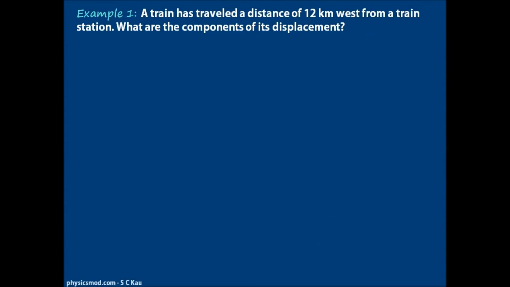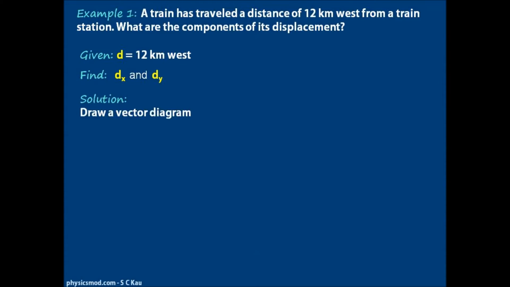Let's have an example. A train has traveled a distance of 12 kilometers west from the train station. What are the components of its displacement? We are given d equals 12 kilometers west. You're going to find the x and y components of d. To solve, draw a vector diagram first.